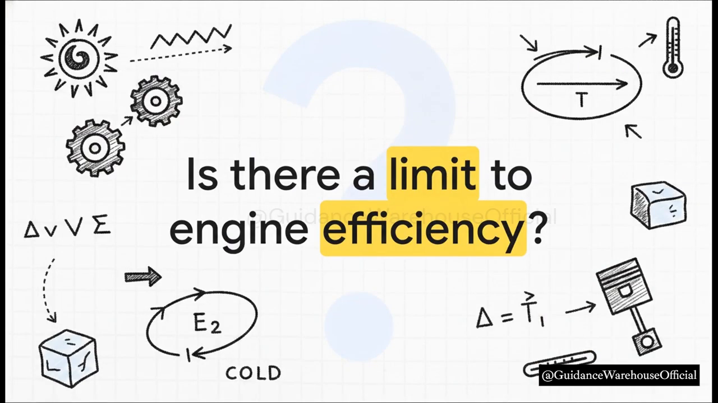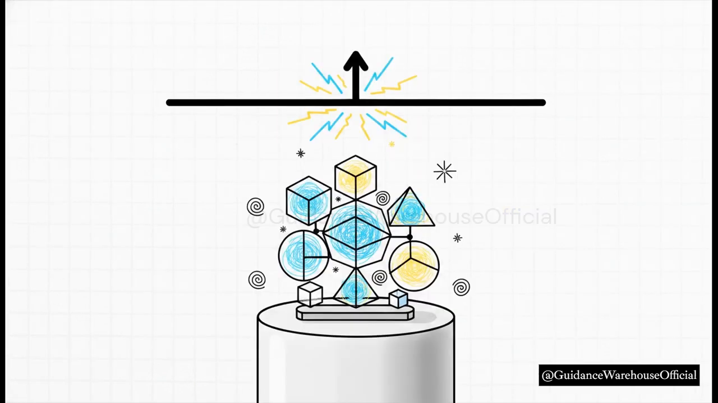Before we wrap up, I want to leave you with one final thought. We know that 100% efficiency is impossible, but is there an absolute mathematical limit to how efficient an engine can possibly be in a perfect world? The answer is absolutely yes, and it was discovered by a brilliant physicist named Carnot. Join me in our next explainer as we explore Carnot's hypothetical perfect heat engine.